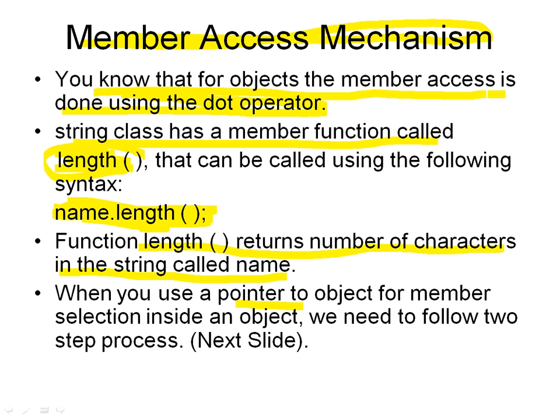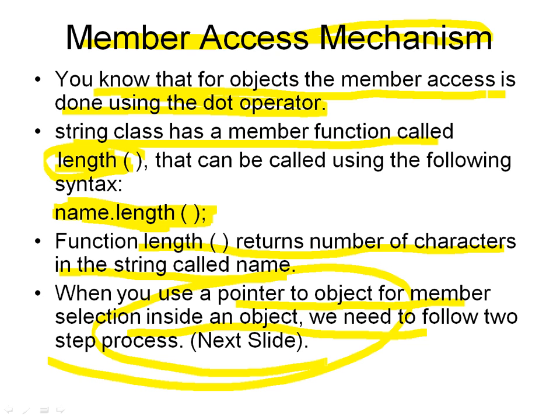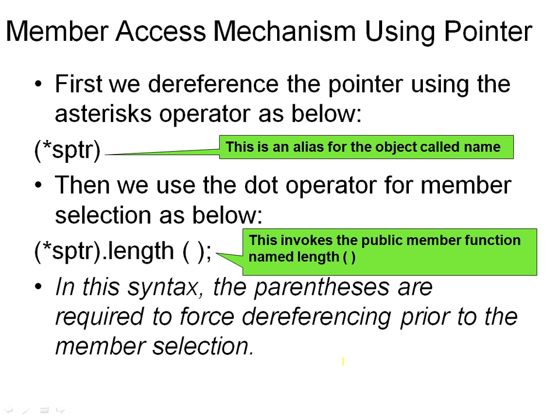When you use a pointer to an object for member selection inside the object, we need to follow a two-step process. This two-step process is very important. Please understand this, pay attention to this, and understand it thoroughly. First, we dereference the pointer using the asterisk operator as below. So this is step number 1. I have the pointer name, I put an asterisk in front of it.